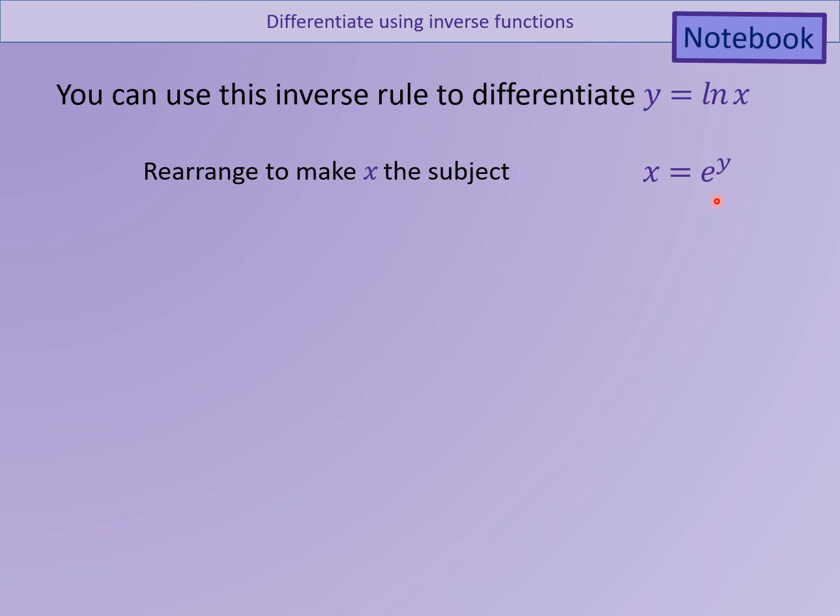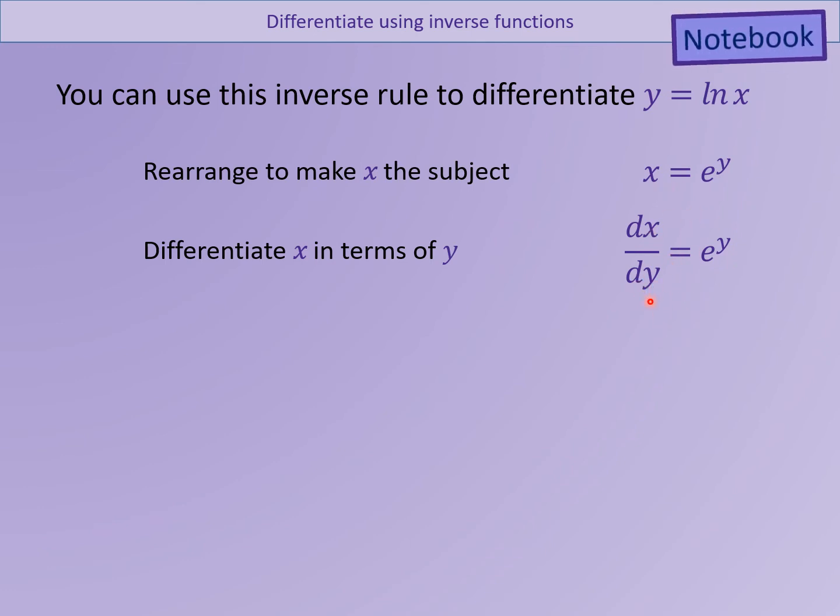Once I've done that, I can then differentiate x in terms of y. So if I work out dx over dy, then, as you know from differentiating the exponential before, you end up with exactly the same. The exponential function does not change when you differentiate it. It has the same gradient function. Right, why does that help me then?